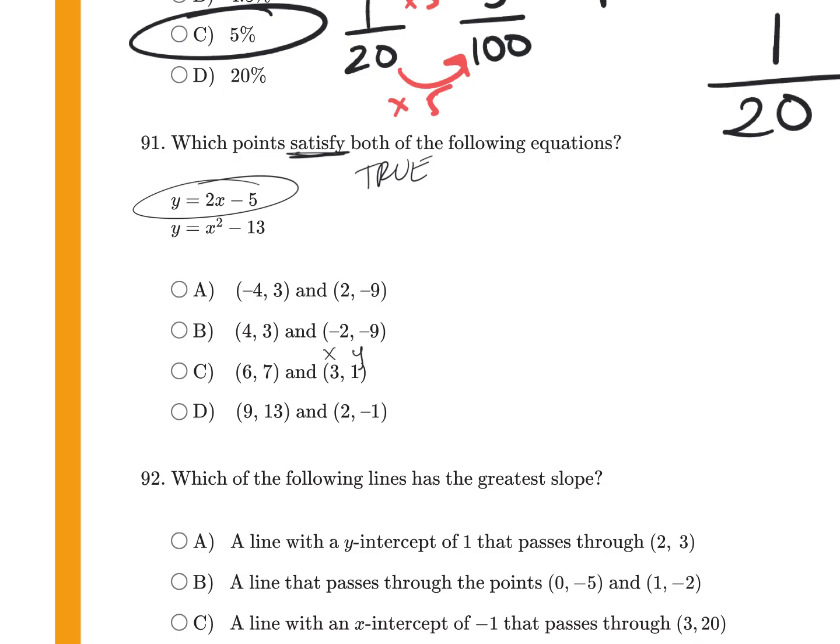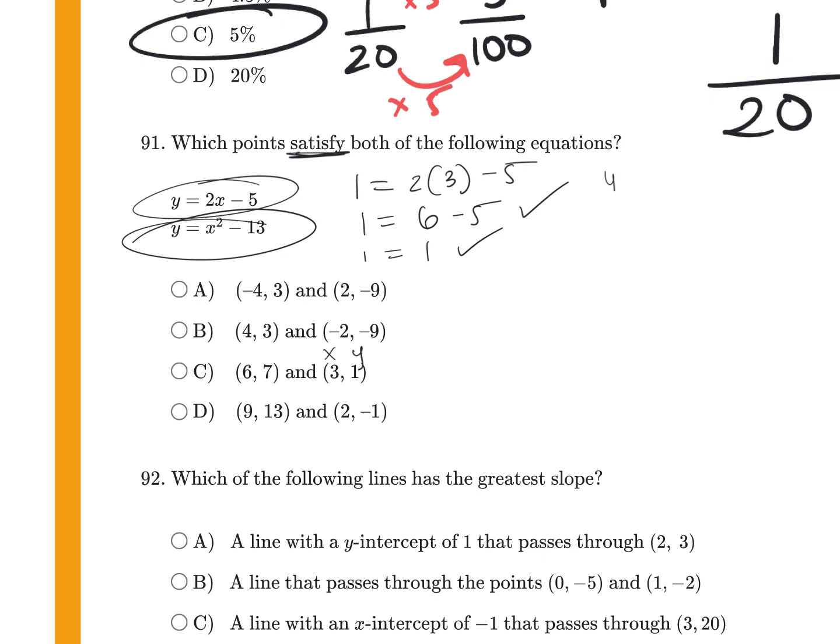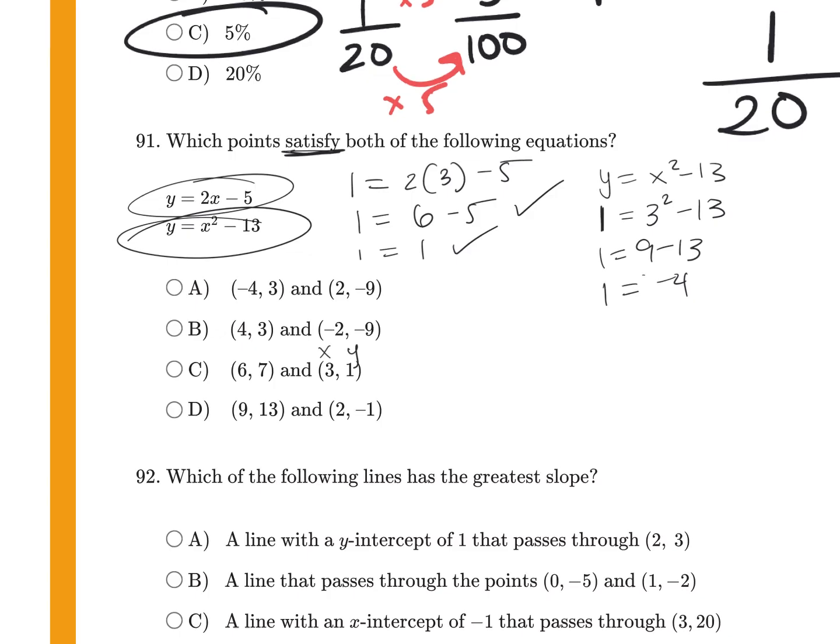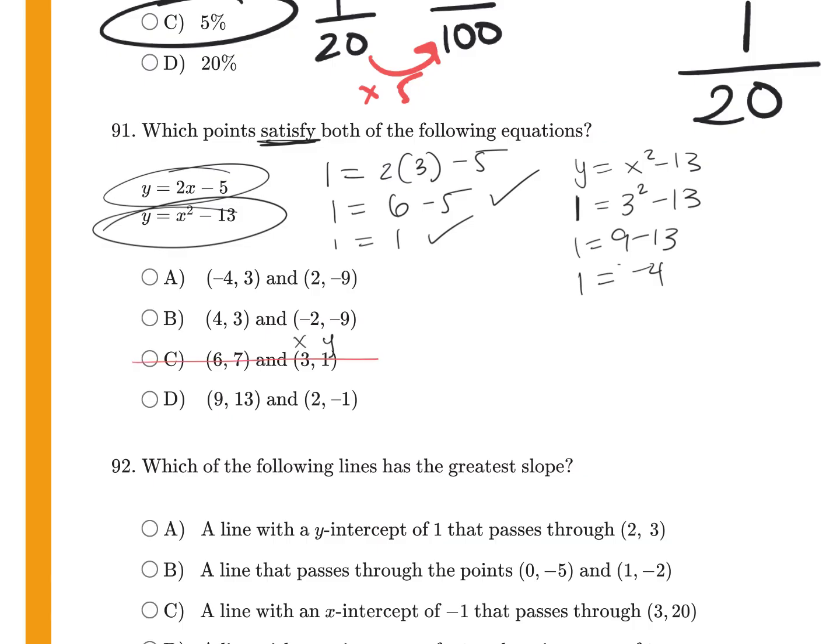So let's try this equation. y is equal to 1 and x is equal to 3. We're going to check if that works. 1 equals 6 minus 5. That's a true statement. 1 does equal 1. But we have to try both, right? So now we're going to go to the next one. y equals x squared minus 13. Well, y is equal to 1 and x is equal to 3. 1 equals 9 minus 13. 9 minus 13 is negative 4. That does not equal 1. So it doesn't work for both, so that means C cannot be the answer.